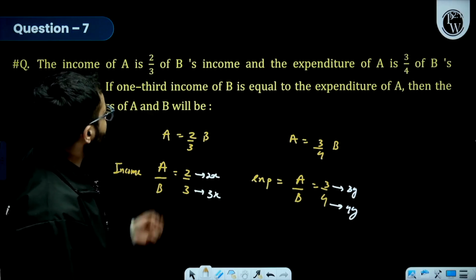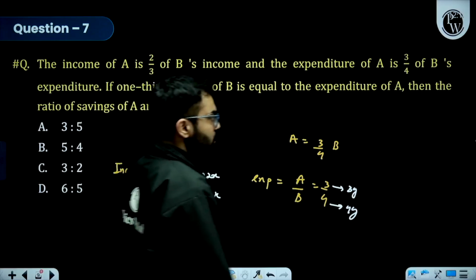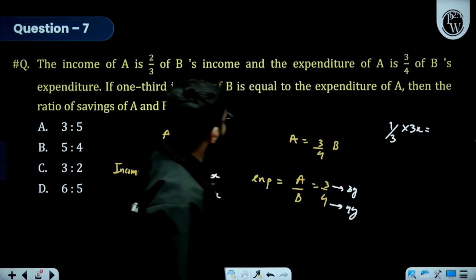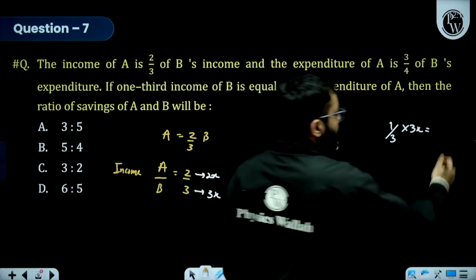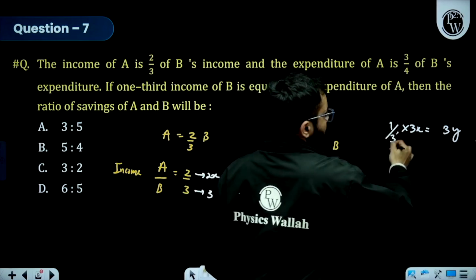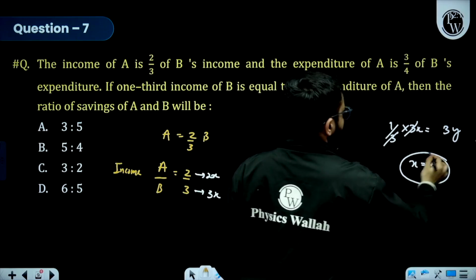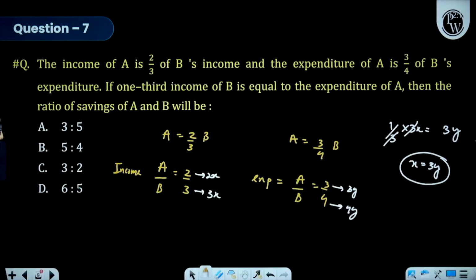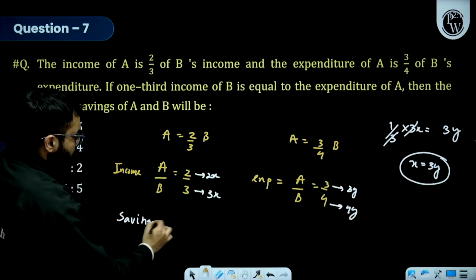Here it is saying that 1/3 income of B, so B's income is 3x. So 1 by 3 of 3x is equal to the expenditure of A. Expenditure of A is basically 3y. So this is equals to 3y. And if we resolve it even further, the value of x comes out to be 3y. And the question was asking us to find the ratio of savings of A and B. So savings, we need to find the ratio for A and B.